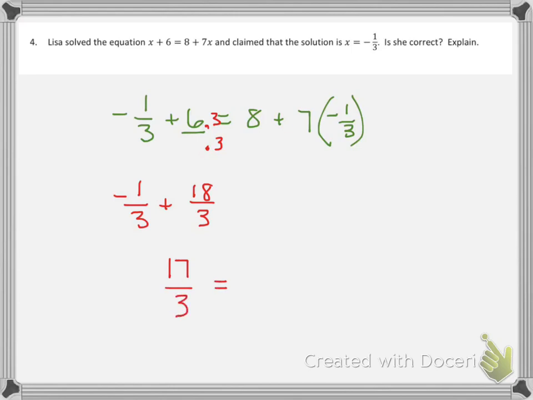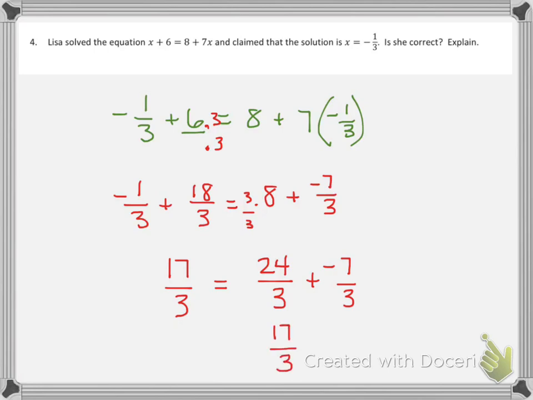On the right side, I'm going to multiply first, so I get 8 plus 7 times negative 1/3, that's a negative 7/3. And same idea here, we're going to multiply the 8 by 3 over 3, and that's going to give me 24/3 plus a negative 7/3. 24 minus 7 is 17/3. So 17/3 equals 17/3. Yes, Lisa is correct. Negative 1/3 is a solution to that equation.